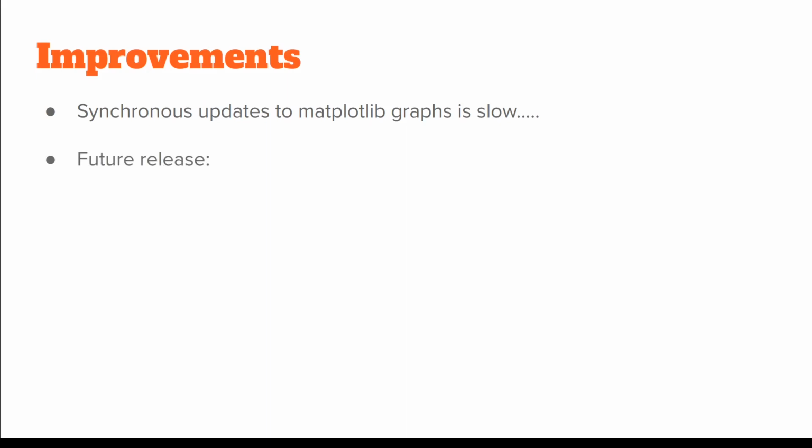I would also like to discuss some areas of improvement that are currently in place for the package. One example is the use of the matplotlib library. The updates to the matplotlib library graphs are synchronous in nature and thus are very slow. This in turn can affect the training time of a neural network. In a future release, such updates would be asynchronous in nature. Next, in a future release, we'll also have the capability to display our graphs in the browser.